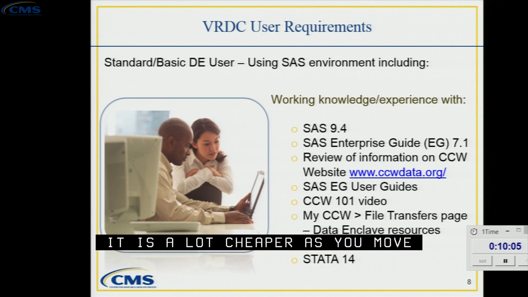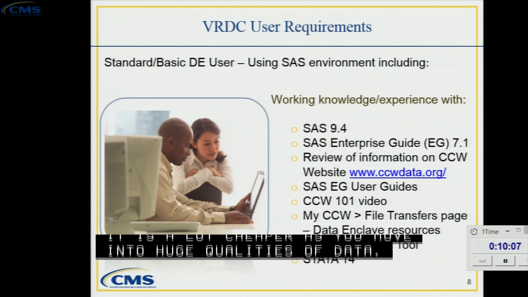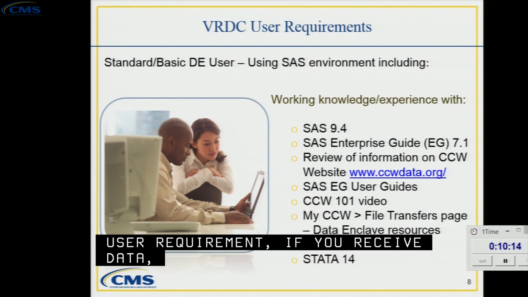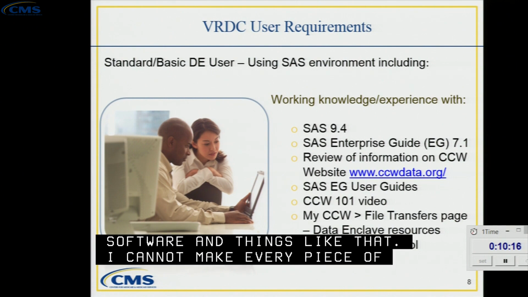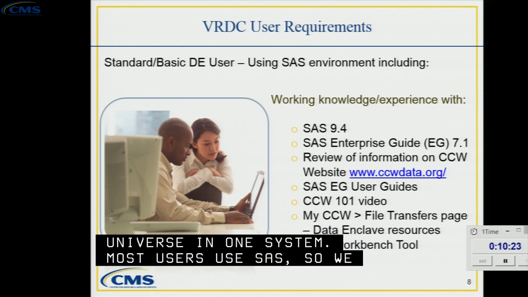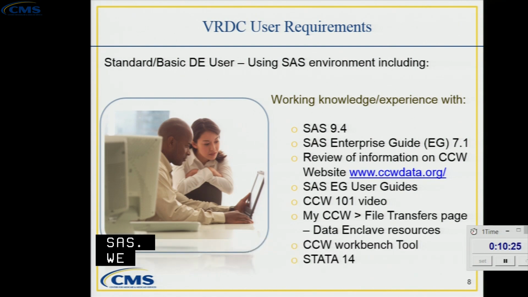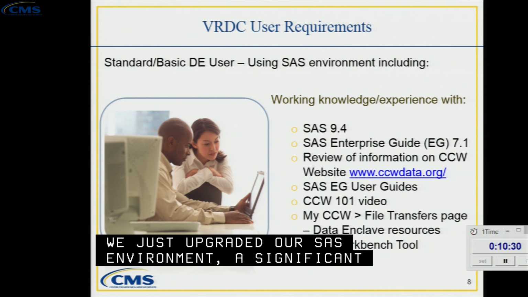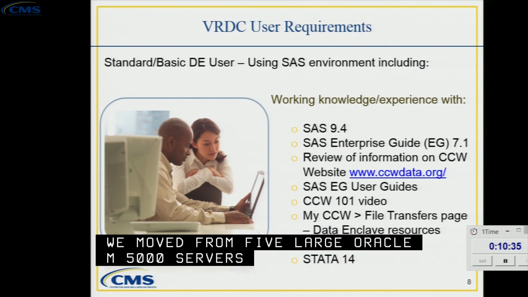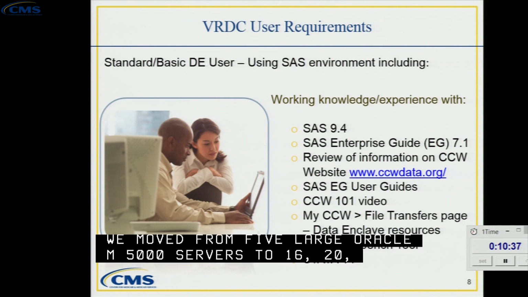The user requirements, again, one of the limitations of the VRDC: if you receive data, you can use your own software and things like that. I can't exactly make every piece of software available in the universe in one system. Most users use SAS, so we have SAS. We use Enterprise Guide 7.1. We just upgraded our SAS environment. We had a significant upgrade. We moved from 5 large Oracle M5000 servers to 16, 20, something like that. Commodity servers all linked with SAS Grid, so the system is significantly faster.